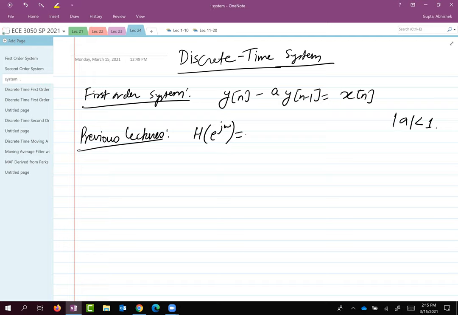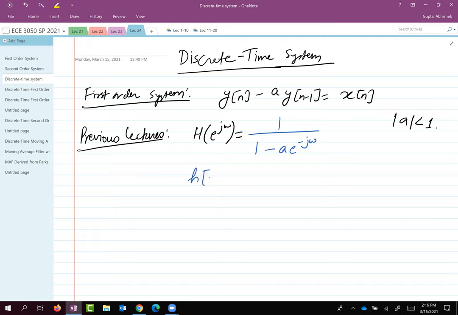What is H of e raised to j omega? What's the frequency response of this system? Anyone remembers? One over one minus a e to the minus j omega, right? So that's our frequency response.